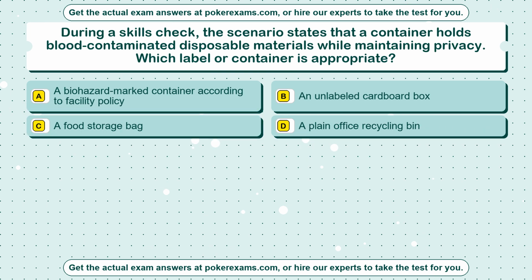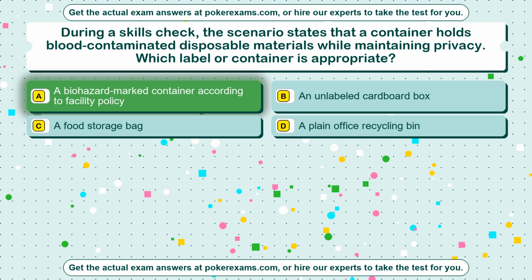Question 11. During a skills check, the scenario states that a container holds blood-contaminated disposable materials while maintaining privacy. Which label or container is appropriate? Option A. A biohazard marked container according to facility policy. Option B. An unlabeled cardboard box. Option C. A food storage bag. Option D. A plain office recycling bin.